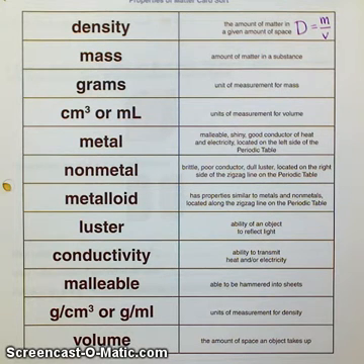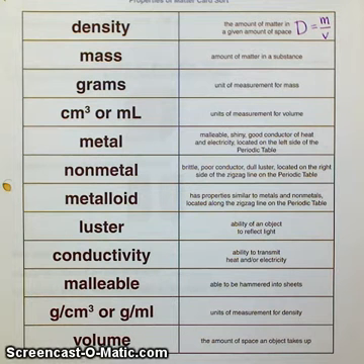A metal, characteristics of a metal. They are malleable, meaning that they can be hammered into flat sheets. They are shiny. They are good conductors of heat and electricity. And metals are located on the left-hand side of the periodic table, basically to the left of the little stair step or zigzag line on the periodic table. Nonmetals are brittle, meaning if you hit them with a hammer, they would break. They're poor conductors of heat and electricity. They are not shiny, which means they have a dull luster. And they're usually located on the right-hand side of the zigzag line on the periodic table.